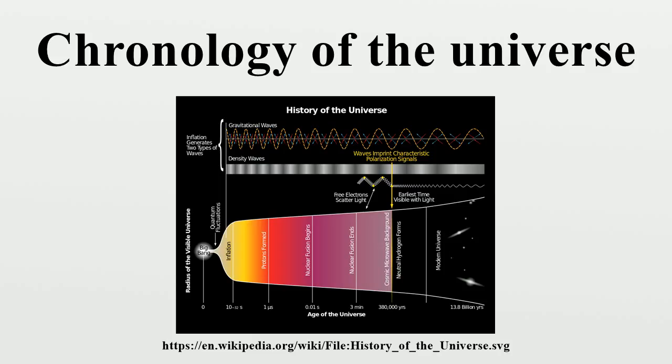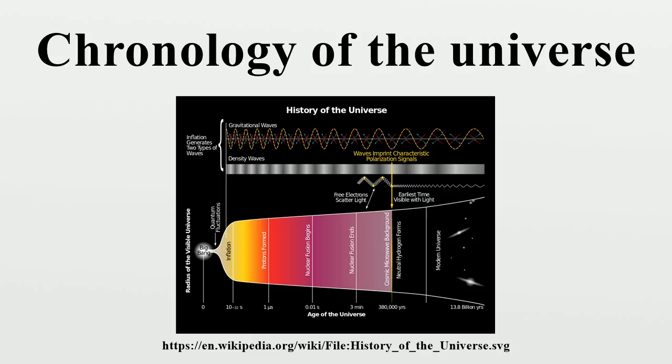Lepton Epoch: between 1 second and 10 seconds after the Big Bang, the majority of hadrons and antihadrons annihilate each other at the end of the Hadron Epoch, leaving leptons and antileptons dominating the mass of the universe.